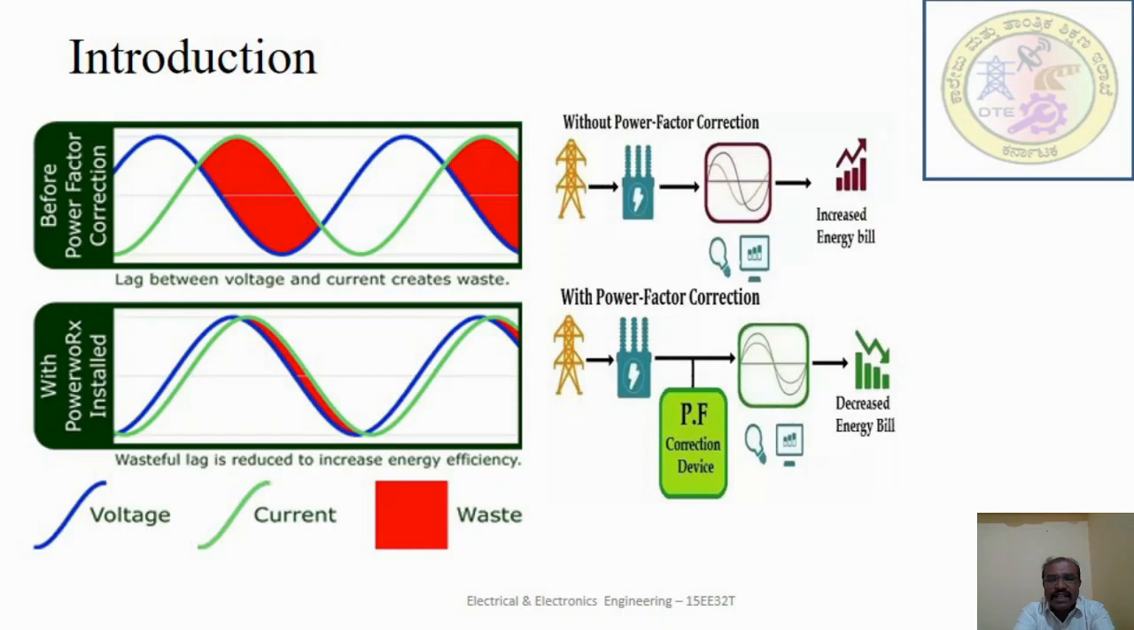A generating station is as much concerned with power factor improvement as the consumer. The generators in a power station are rated in kVA, but the useful output depends on the kilowatt output. As the station output in kilowatts is equal to kVA times cos phi, the number of units supplied depends on the power factor.